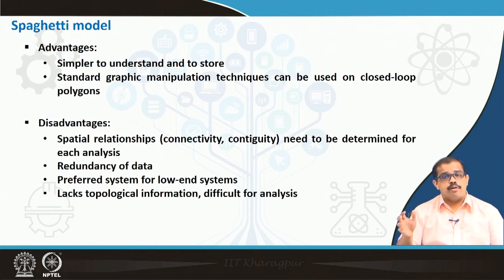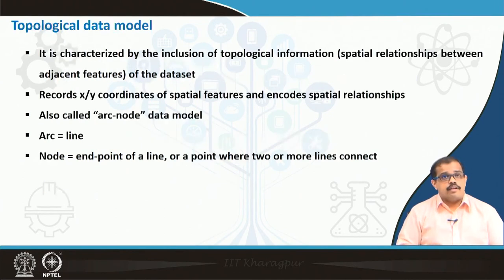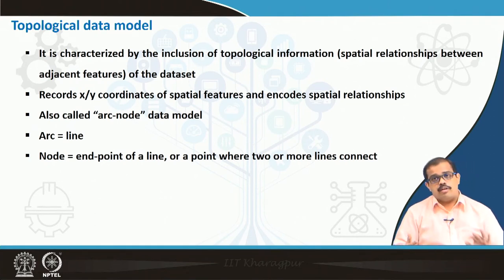Then it is a preferred system for very low end systems, because if you have a system that is not computationally capable, then the spaghetti data model is something you have to look at. And very importantly, the geographical or topological information is difficult to analyze in it, or it lacks topological information basically, because everything is represented as points, lines and polygons, and the entire thing is nothing but strands and spaghetti. But when we look at the topological model, it is characterized by the inclusion of topological information, whatever is a disadvantage there is an advantage here.